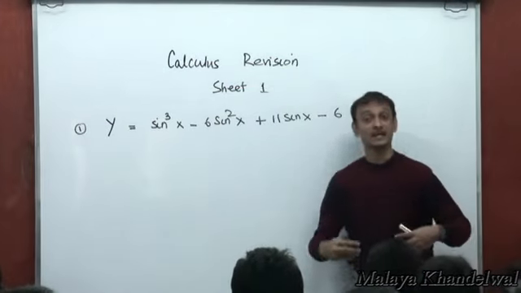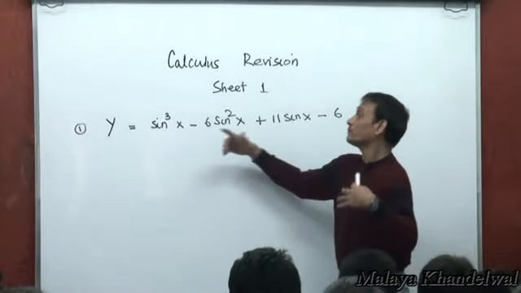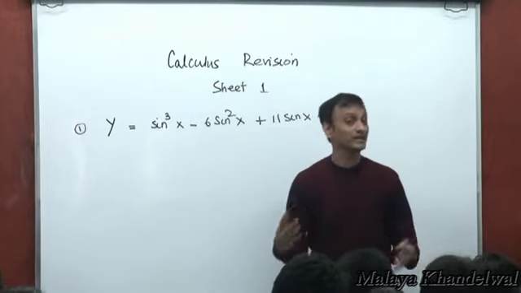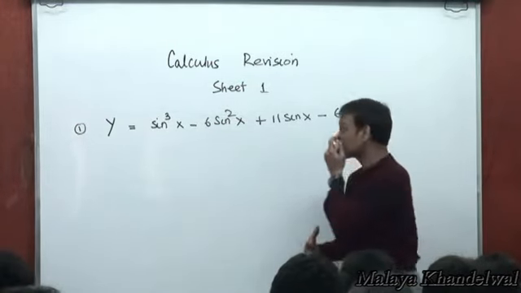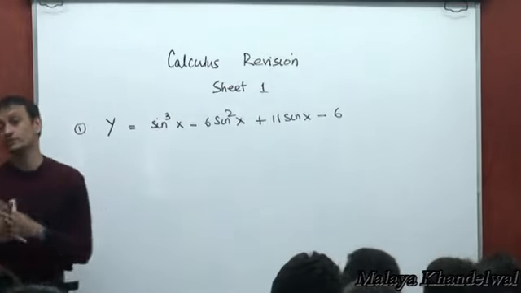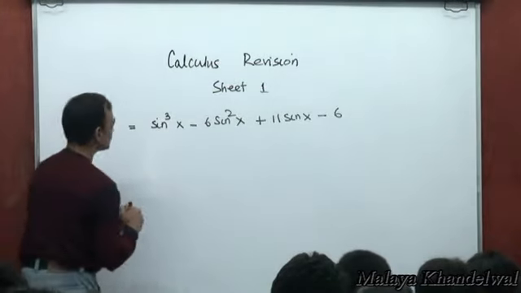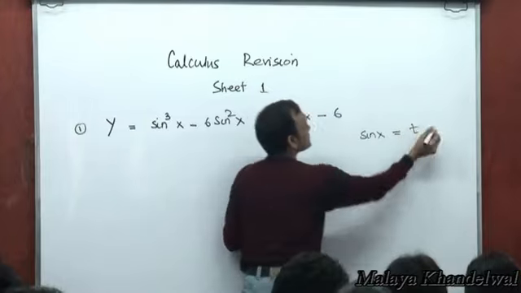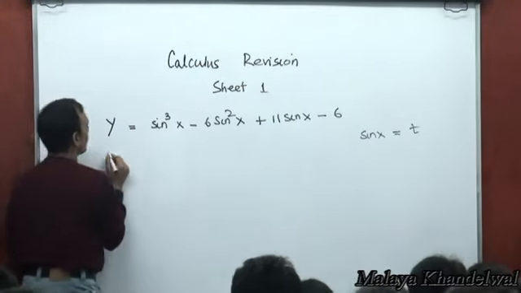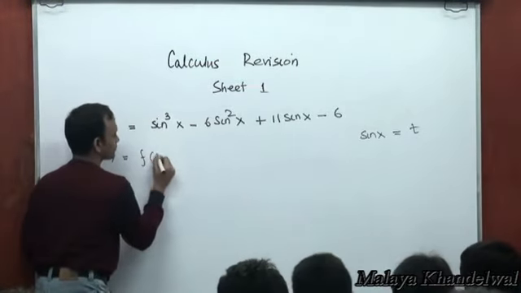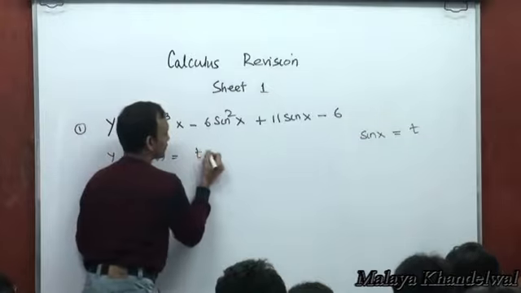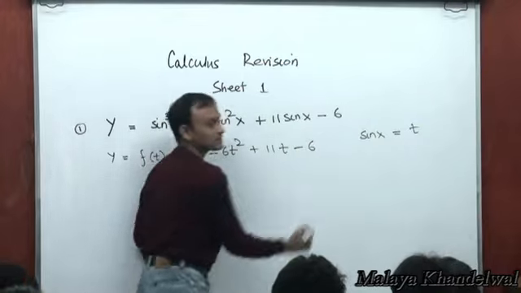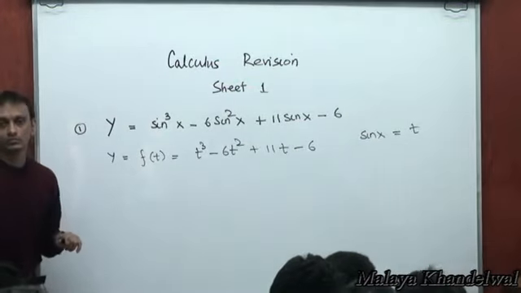Obviously, all values of x are acceptable, but then sine x would always be numerically less than or equal to 1. Based on those considerations, let's figure out how this function y behaves, right? First things first, just out of ordinary algebraic simplification, we take sine x equal to some t. So then y becomes a function of t: t cube minus 6t squared plus 11t minus 6, right?